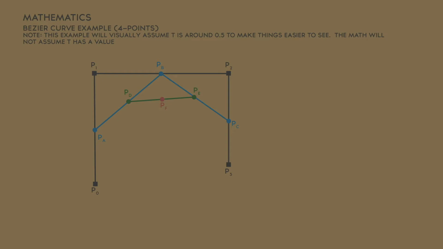So the initial process we did was between P0 and P1, P1 and P2, P2 and P3, which resulted in 3 points. That's greater than 1, so we have to repeat the process with those 3 new points. That resulted in 2 points. That's more than 1, so we need to repeat the process, which will result in 1 point, and that's our end result.